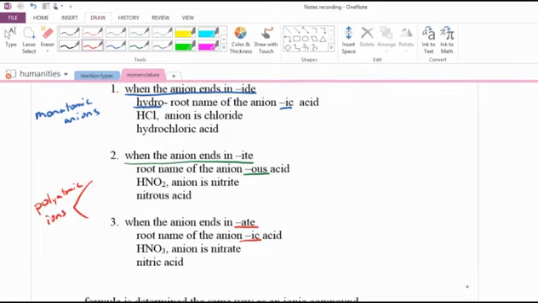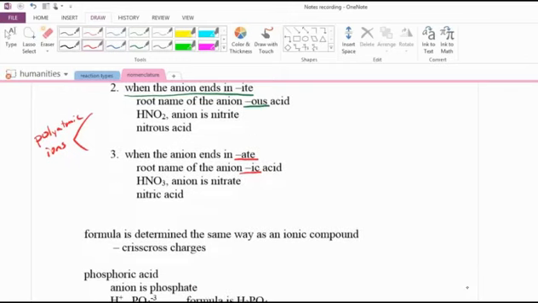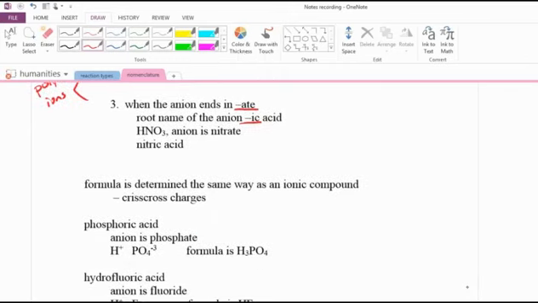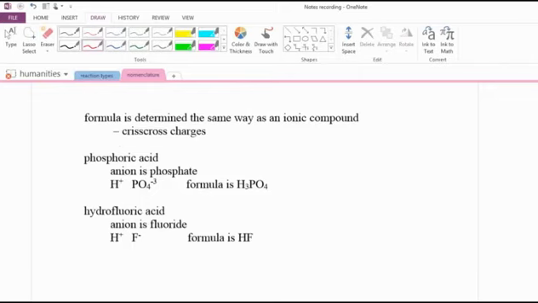Now, if you have the name and you need to figure out the formula, you're going to treat it like an ionic compound. You're going to crisscross charges. So you're going to have to figure out from the name what the anion is. So phosphoric acid, IC had to come from the ATE polyatomic ion.